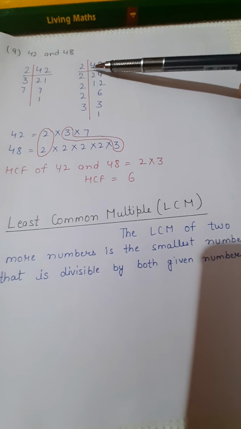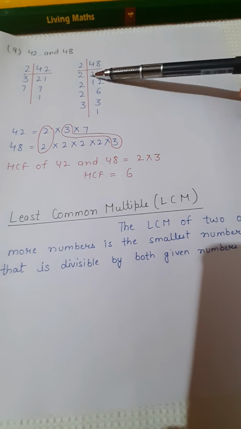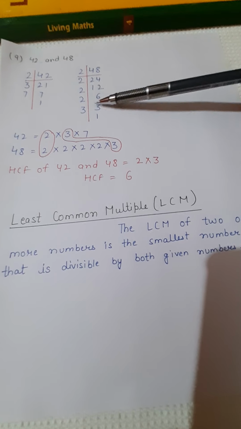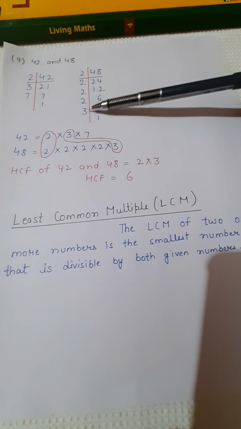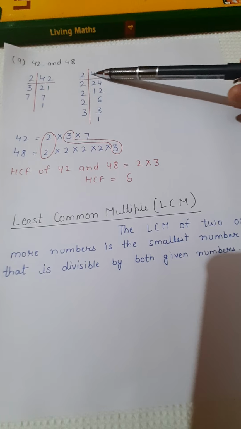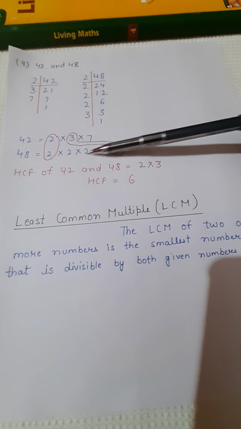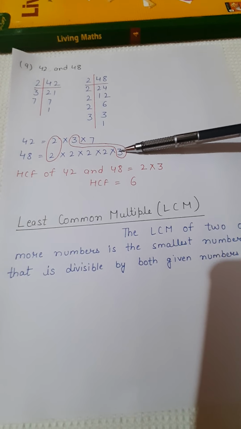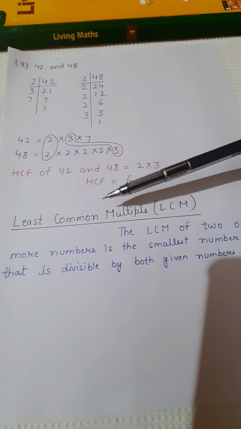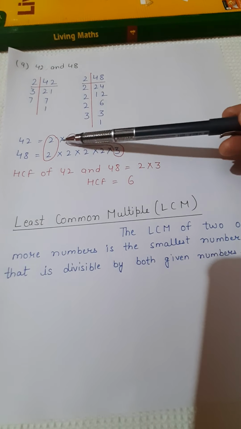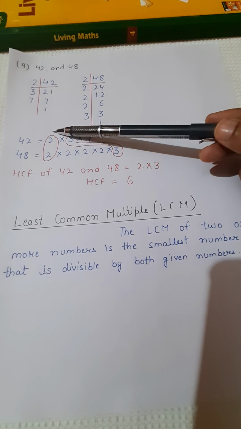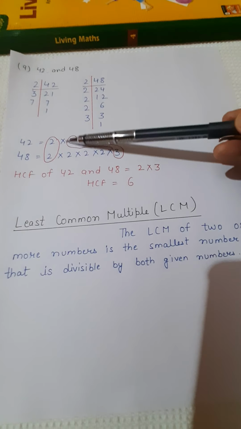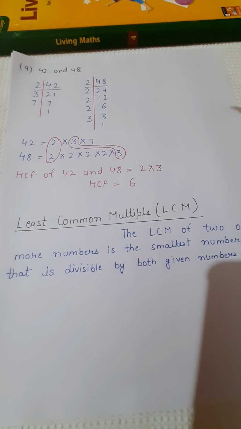Now 48, start with the smallest prime factor. 2 2s are 4 and 2 4s are 8. Again 2 into 12 is 24, then 2 6s are 12, 2 3s are 6 and 3 1s are 3. So these all are prime factors. So 48 is equal to 2 multiply 2 multiply 2 multiply 2 multiply 3. Now find the common factors. You can see 2 here and here, make a curve. Now 3 here and 3 here, this is also common, make a curve like this.